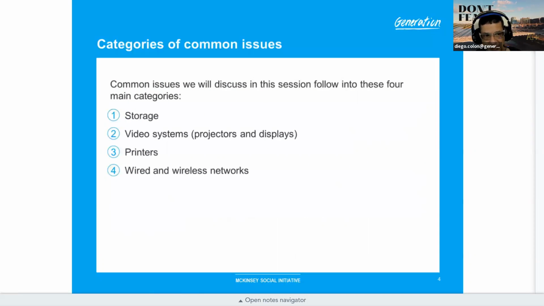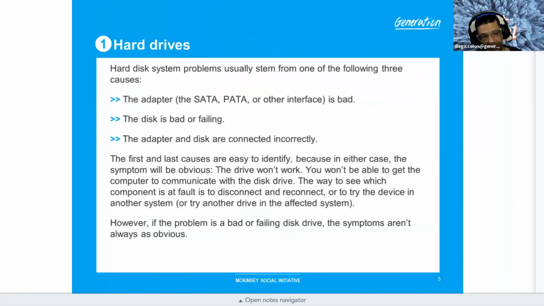Right. As we said, common issues are going to be storage, video systems, be it projectors or external displays, or on laptops or phones, printers, and wired or wireless networks. As for your hard disk system, nowadays it's either a SATA or PATA interface. It can go bad. It may be as simple as replacing it, or it may be that it's actually not plugged in.